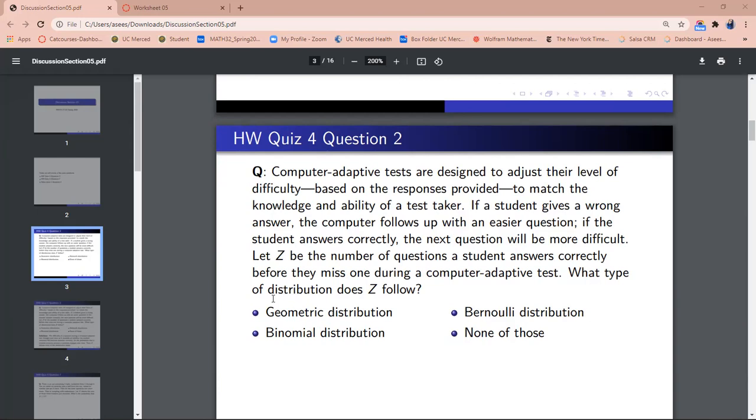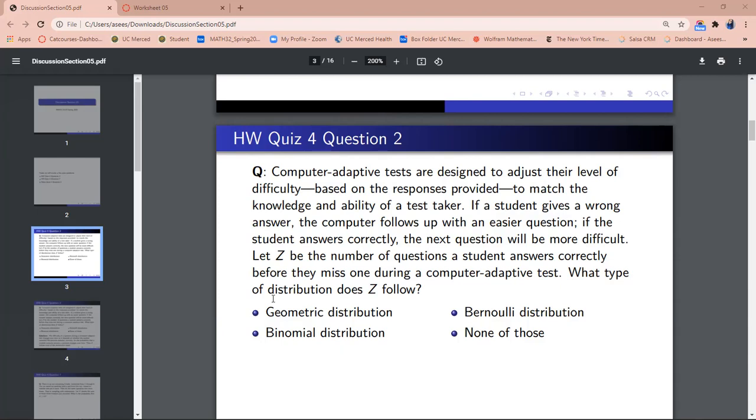Anyone? You can speak up or you can type it. Okay, I have a vote for geometric. I have a lot for geometric. Okay, can one of you tell me why you think it's geometric? Okay, I have one vote for none and a few votes for geometric. Anyone, can anyone explain their answers? Because it's the number of times until a success.